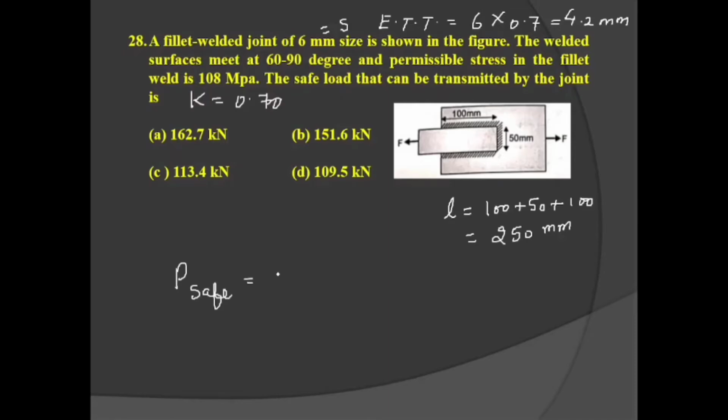So a very simple problem. 4.2 into 250 into 108 into 10 to the power minus 3 for Newton to kilonewton. P safe is equal to 113.4 kilonewton, which is our answer. So option C is the correct option, 113.4 kilonewton. Very simple problem. Now let's move towards question number 29.